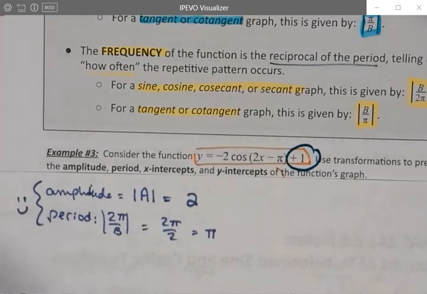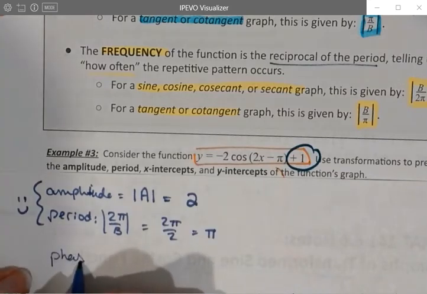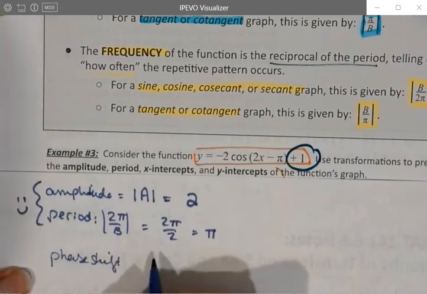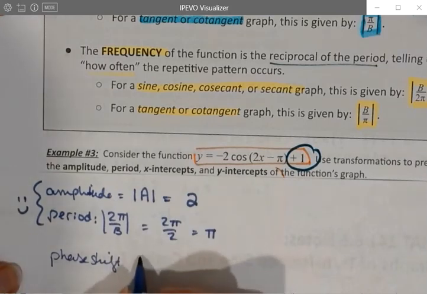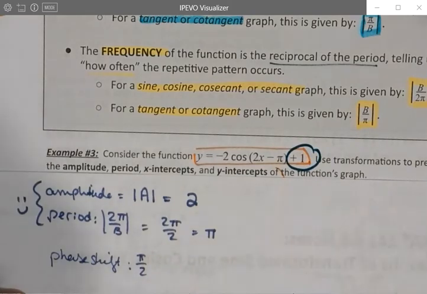I can tell you the phase shift. I know that the phase shift of this graph is c over b, so it is pi halves. But that's not what they've asked me for. They've asked me for the x-intercepts and the y-intercept, so now we need to go ahead and find those. So to get to those, let's think about what has been done to this graph.